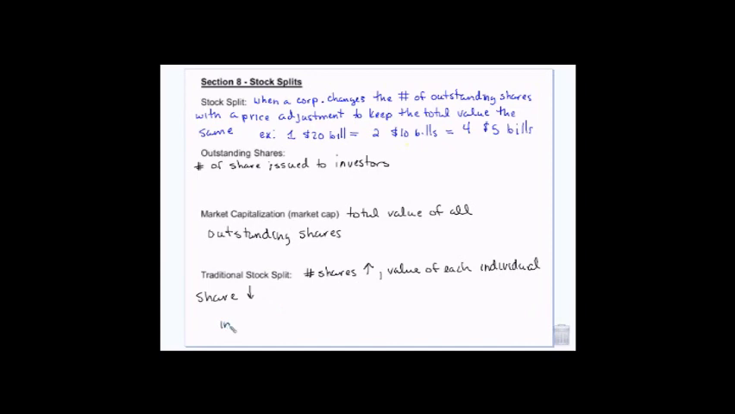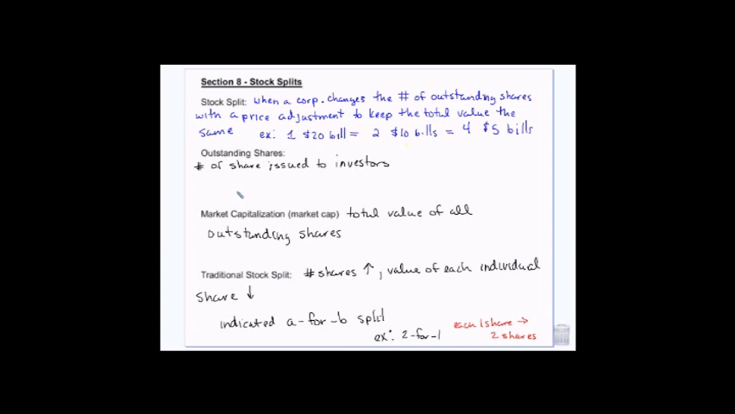This is indicated as an A for B split. So for example, I could do a 2-for-1. Each one share becomes 2 shares. So if I own 1 share of a stock that does a 2-for-1 split, now my 1 share is magically turned into 2 shares.